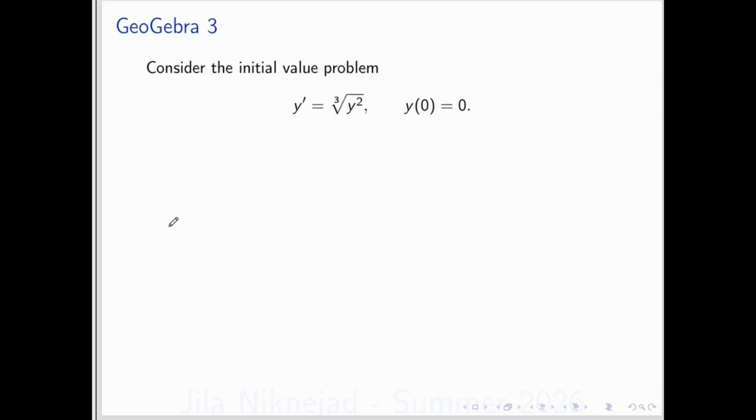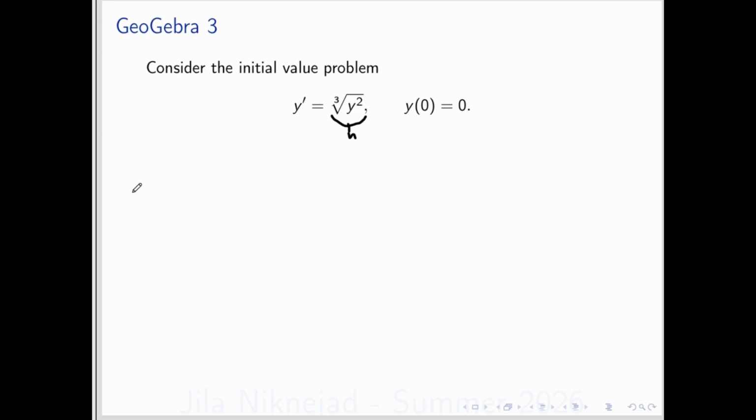Consider the initial value problem, y prime equal to third root of y squared, y at 0 equal to 0. This ODE does not satisfy the conditions of the uniqueness and existence theorem. And why is that? Because if the third root of y squared is h of x and y, then h sub y, which is the partial derivative of h with respect to y, at 0 and 0, is going to not exist. So we cannot define a rectangular region around the initial value.